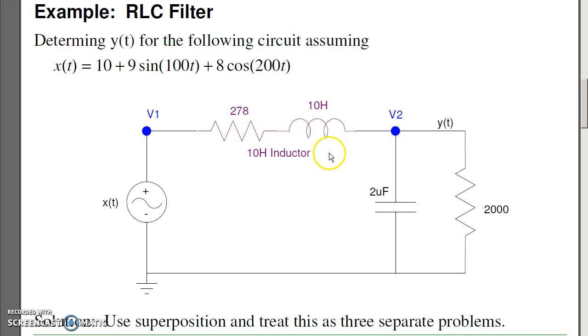Each of those circuits is different. The inductor is j omega L. If the frequency changes, the inductor changes, the capacitor changes, the input changes. So those are three separate problems. The total output will be the sum of those three outputs.